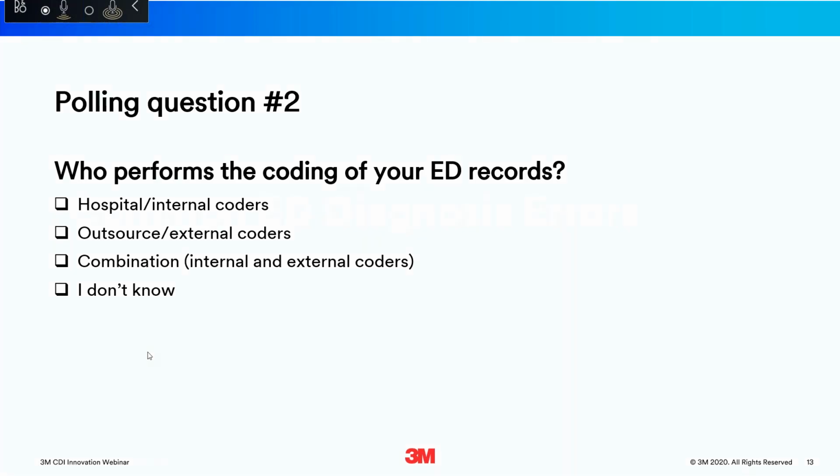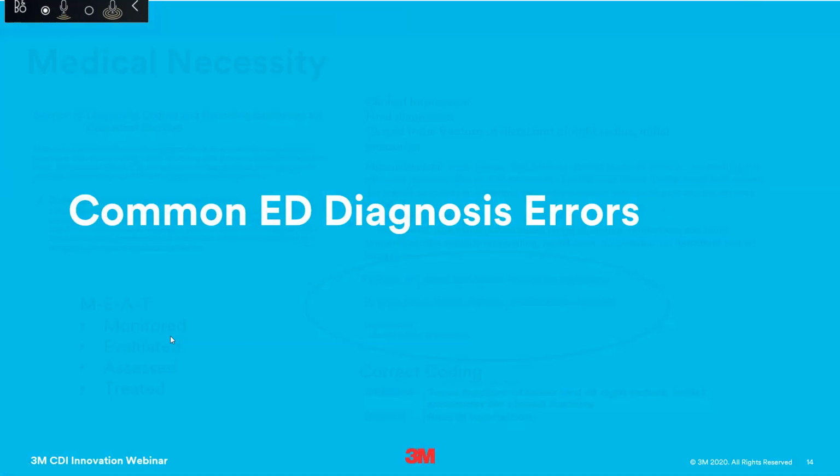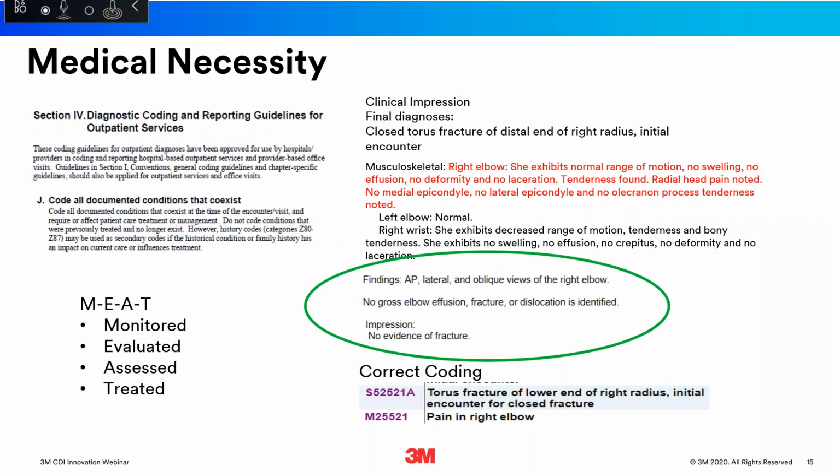Okay, so now we're going to move into some common ED diagnosis errors. And we talked a little bit about medical necessity. Our coding guidelines for outpatient tell us that we are to code all documented conditions that coexist at the time of the encounter or visit and require or affect patient care, treatment, or management. We're not going to code conditions that were previously treated and no longer exist, but we can use history codes as secondary codes if that condition or history has an impact on the current care or influences current treatment.